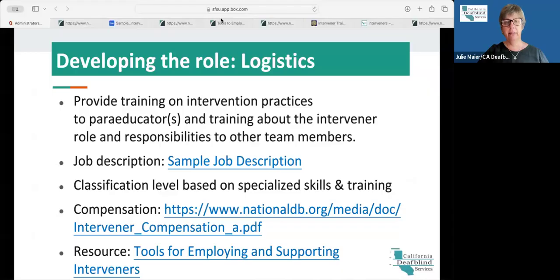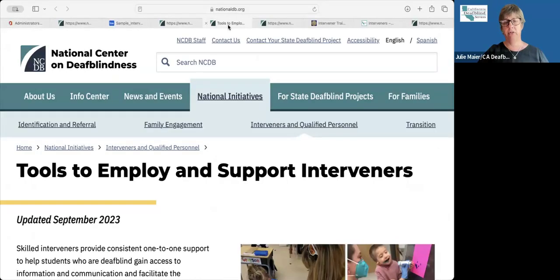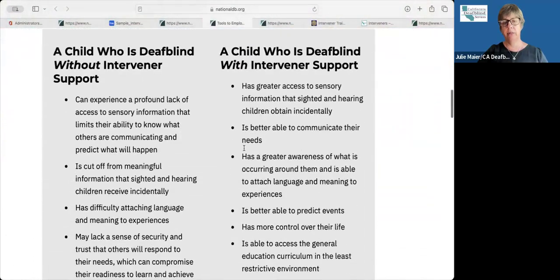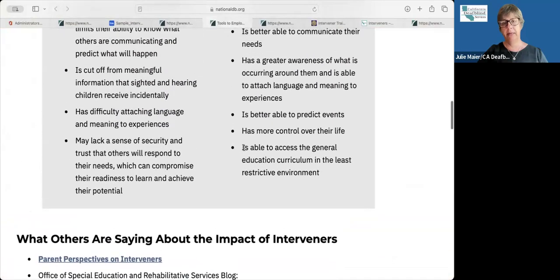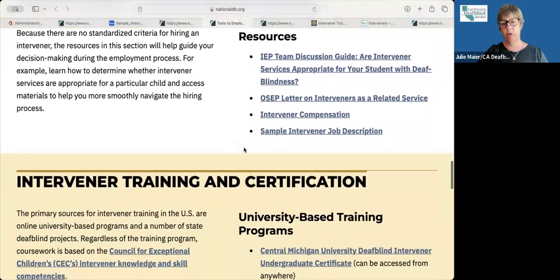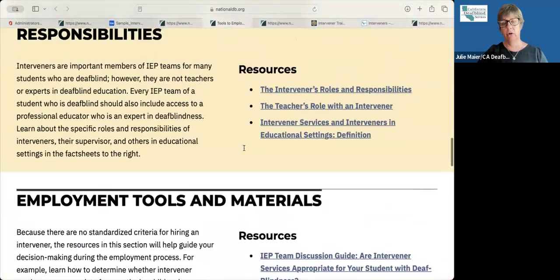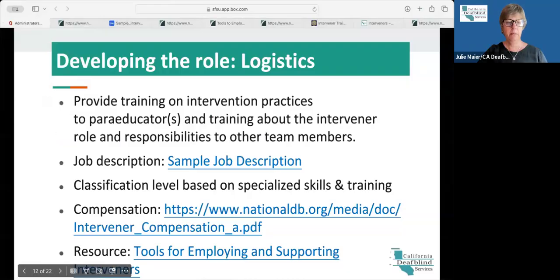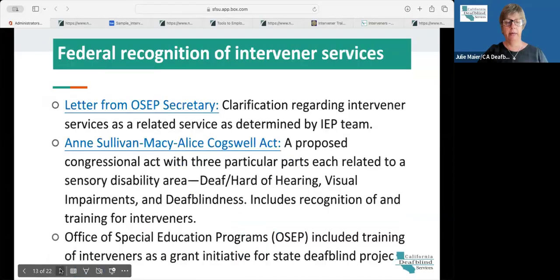And then finally, I wanted to let you know that there's a whole web page on the National Center just about tools that you can use to employ and support interveners. So you will see that there's basic information at the top, but then many of the other tools we've talked about and I will be talking about, and then the training. So this is a great web page to maybe bookmark and keep handy. So those are things to think about in terms of developing the role. And again, we'd be happy to chat with you or have some discussions.